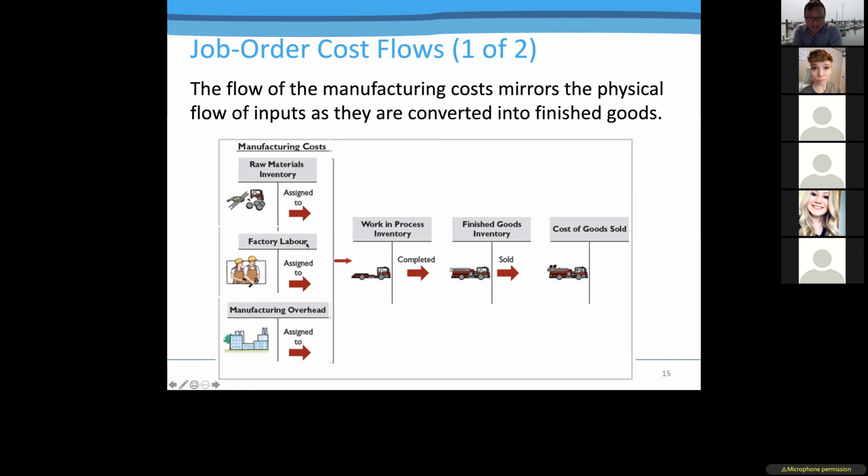So you see the cost flowing from across the different inventories, eventually ending up in the income statement, right? So that also mirrors the physical flow of the product. Initially it's raw materials, and then it's a completed job, right? And then you sold it.